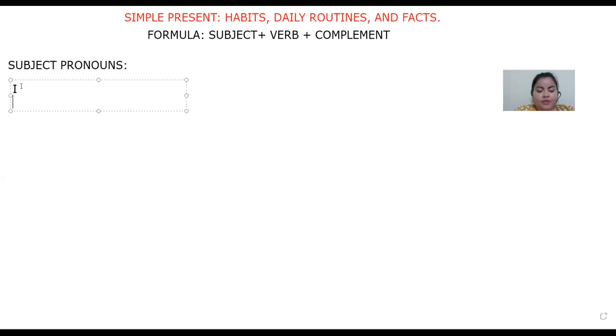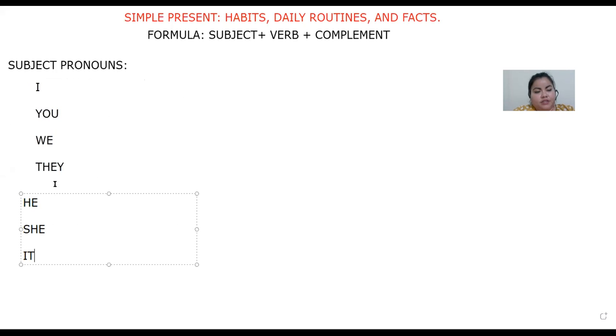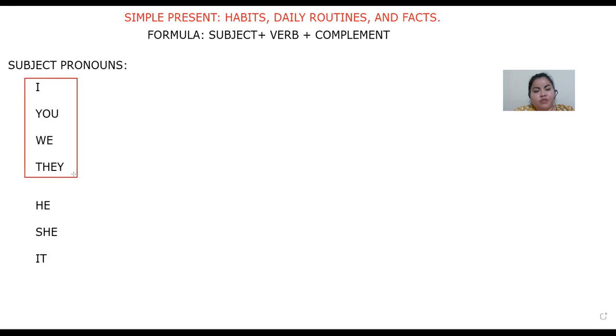I am going to make two groups, okay? Voy a hacer dos grupos ahorita. I, you, we, and they. This is the first group, group number one, okay? And then I'm gonna make here the other group: he, she, it. We have two groups. This is the first group, okay? El grupo que tenemos en primera persona y segunda persona, right? And the second group that we have third person singular, tercera persona del singular, okay?